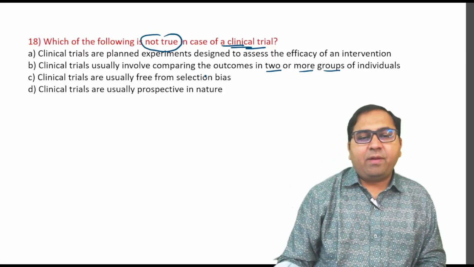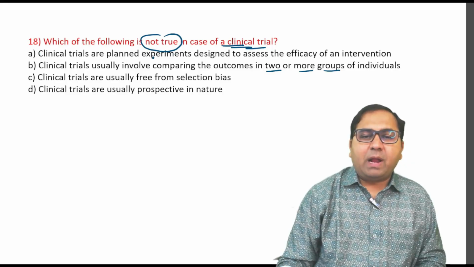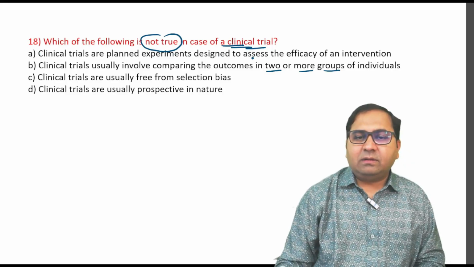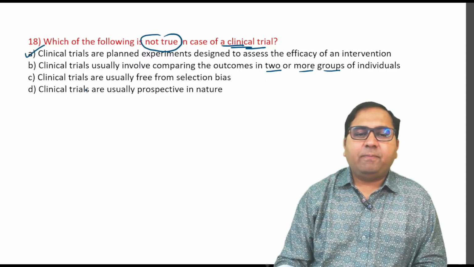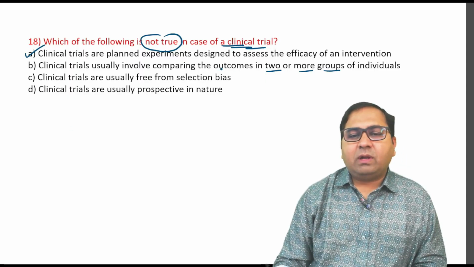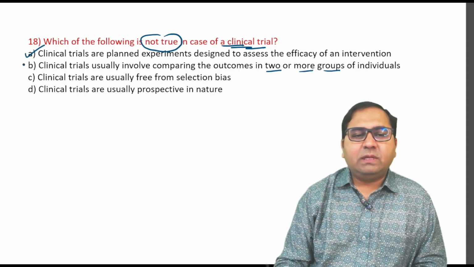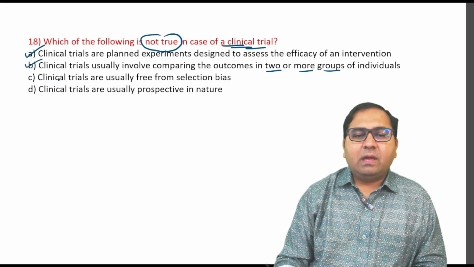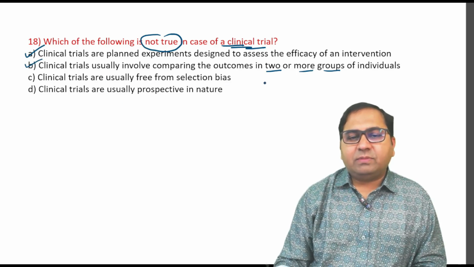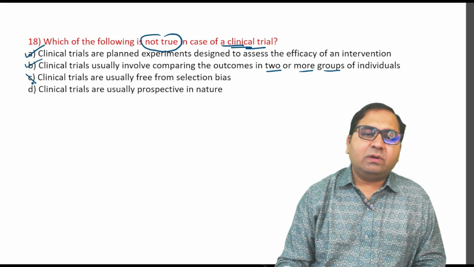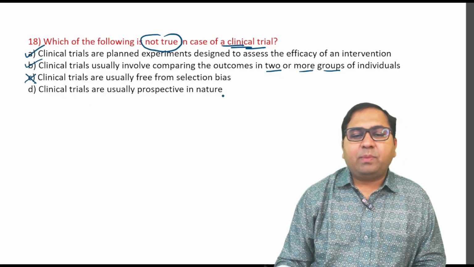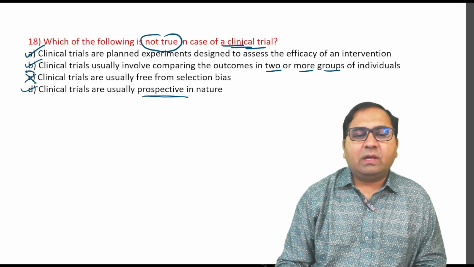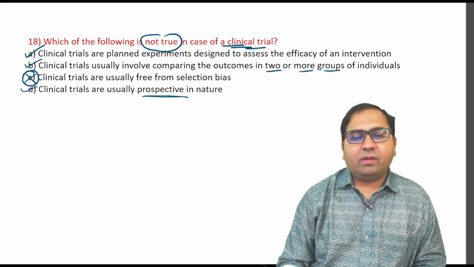Let us see the options again. Clinical trials are planned experiments designed to assess the efficacy of an intervention. Yes, this is a true statement. Clinical trials usually involve comparing the outcomes in two or more groups. Yes, even this is a true statement. Clinical trials are usually free from selection bias. No, this is not a true statement. Fourth one, clinical trials are usually prospective in nature. Yes, even this is a true statement. So we got the answer for our question.